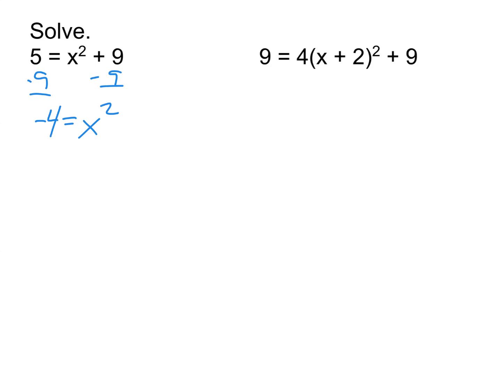The answer here is not 2 and negative 2. Because what's 2 squared? 4. It's not negative 4, it's 4. What's negative 2 squared? Also positive 4. It is impossible to square a real number and get a negative solution. Therefore, we are going to say no real solution here.